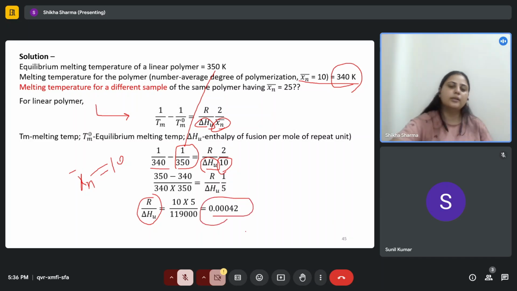0.00042, right? The 0.00042 is the R by delta H U value. Now we'll apply the same formula for a polymer which is having the xn bar, the number average degree of polymerization, as 25.